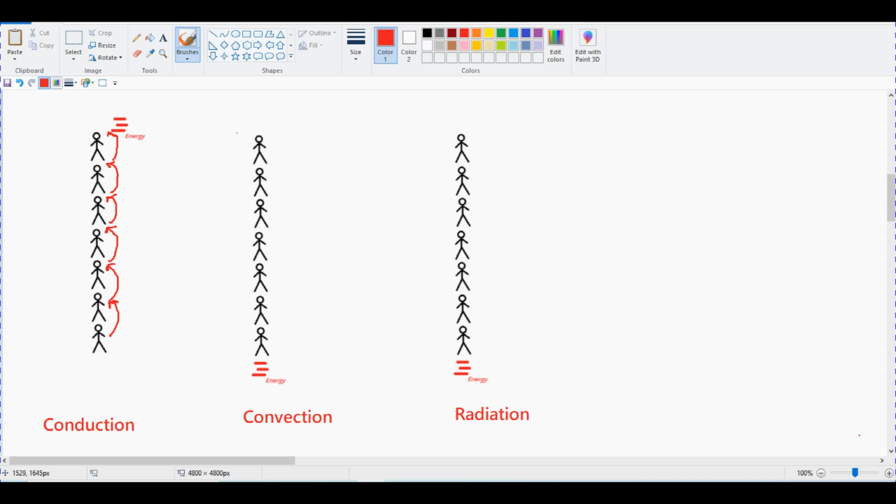For convection, it's a bit different. It involves the movement of all the students in the queue. The first student picks up the energy, and then he needs to walk all the way to the end of the queue, but the rest of the queue needs to move forward to create space for that. In this way, the energy is transferred to the other end of the queue. That happens in our daily life, like when you boil water. With a heat source underneath the bowl, you will see the hot water tends to move upwards with cold water filling in.